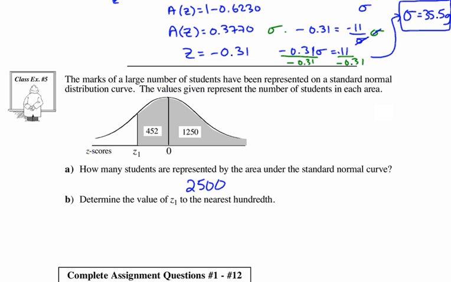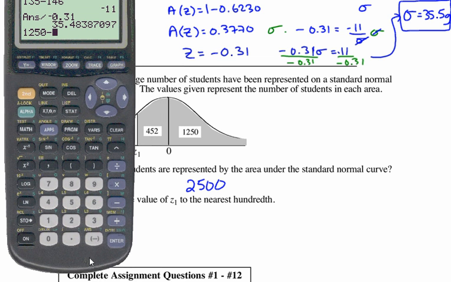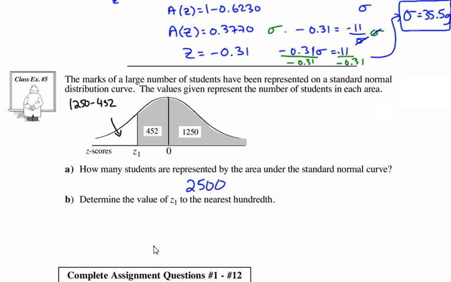Okay, so that means we can figure out how many students are in this small little area to the left. How? Well, 1250 minus 452, because we know the half should also add to 1250. So 1250 minus 452 gives us 798 students. It says determine the value of Z1. In order to figure out Z1, we need to know a percentage or an area, a decimal value. If we know there's 798 students and 2,500 total students, can we turn that into an area or a percentage? Yes.